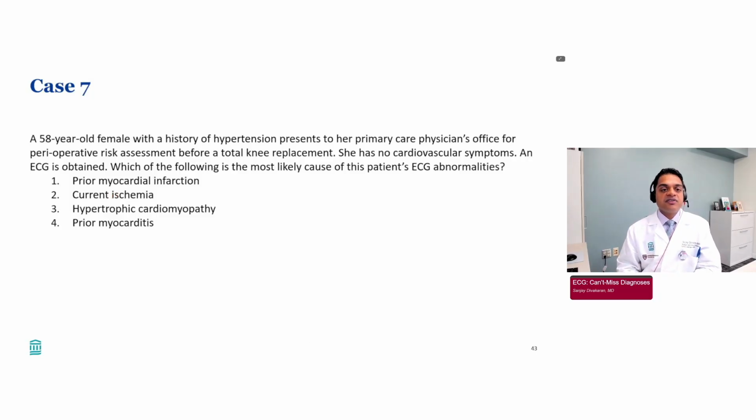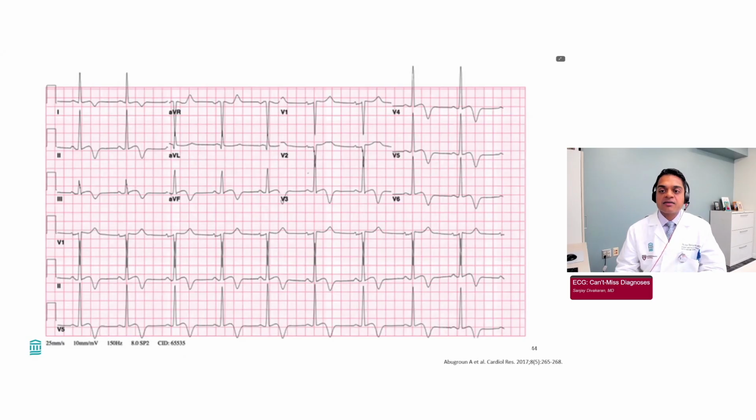Case 7, a 58-year-old female with a history of hypertension presents to her PCP's office for perioperative risk assessment before a total knee replacement. She has no cardiovascular symptoms. An ECG is obtained. Which of the following was the most likely cause of this patient's abnormal ECG? 1, prior MI. 2, current ischemia. 3, hypertrophic cardiomyopathy. Or 4, prior myocarditis.